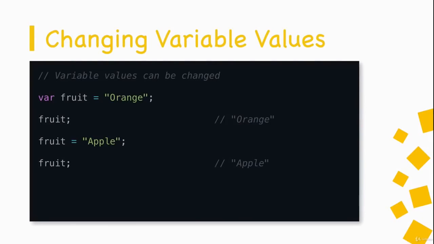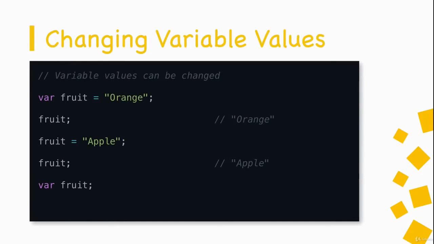So when you create a variable and assign it a value, it will store that value until you assign it a new one. So in this case, we've assigned a new value, apple, to the variable fruit. And from now on, the value of fruit has changed from orange to apple.